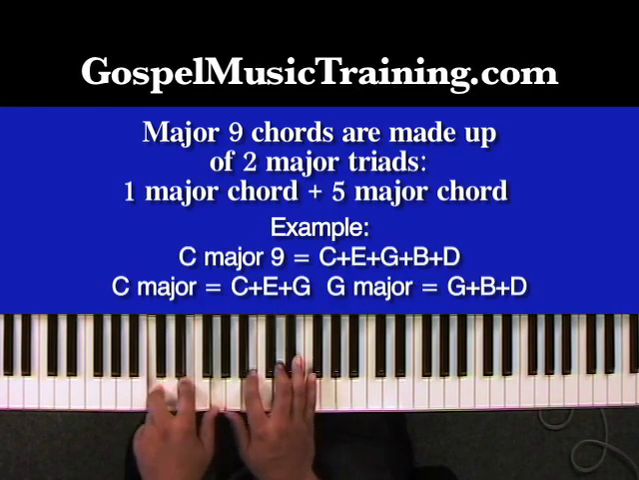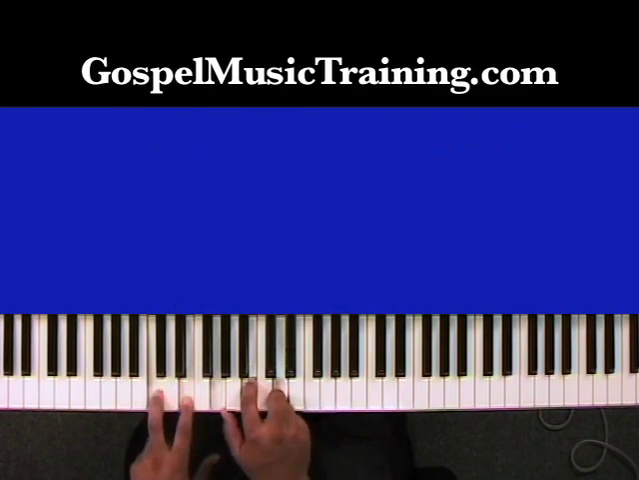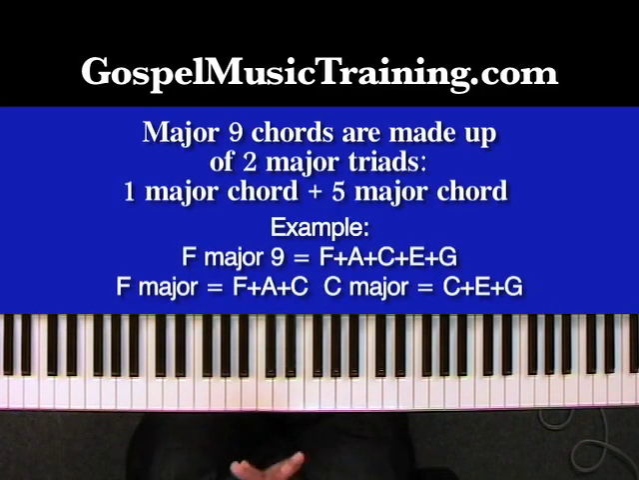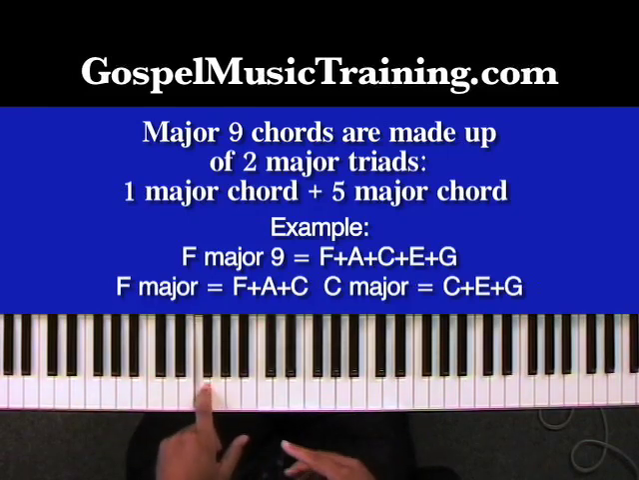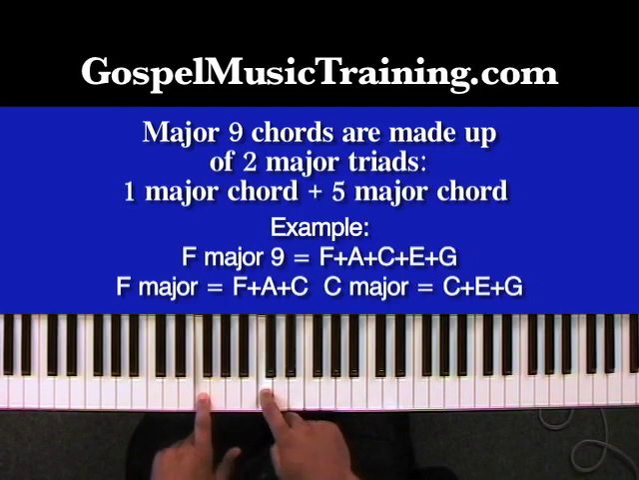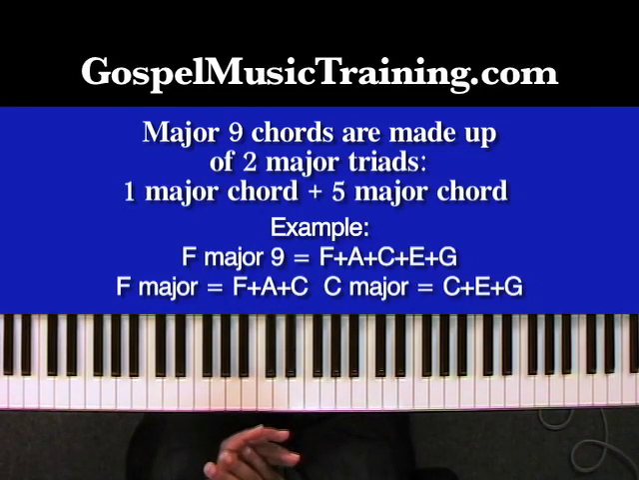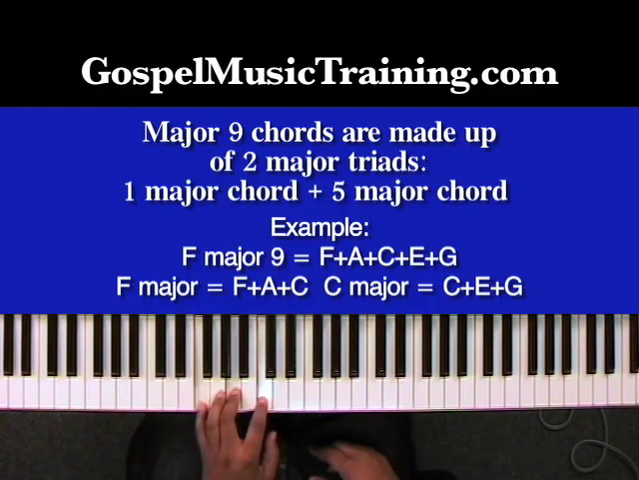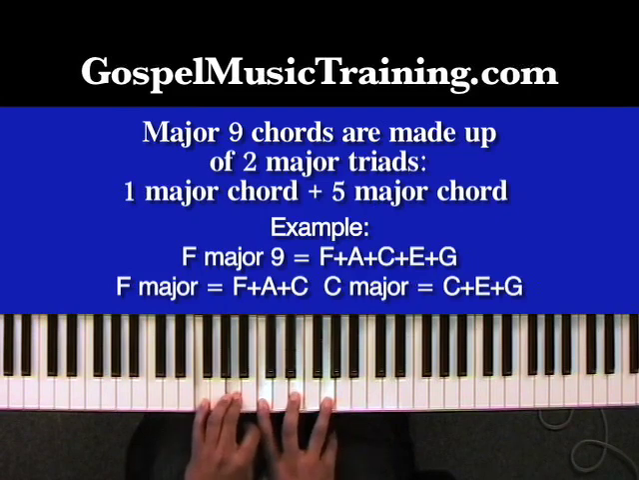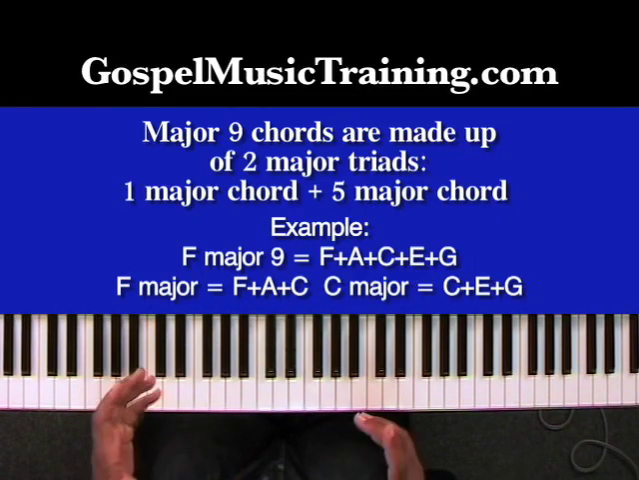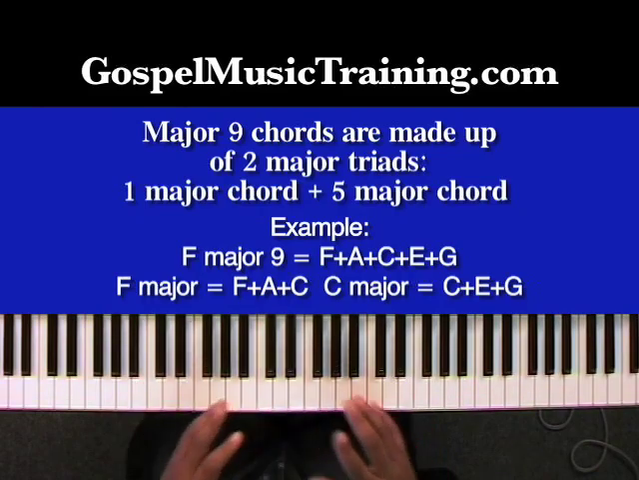All right, so with those concepts in line, if we go to the key of F, how would we find an F major 9 chord? Okay, what's the 1? The 1 is F. What's the 5? It's C. So all you would do is mix together an F major chord with a C major chord. And if you do that, here's your F major chord. Here's your C major chord. Here's your F major 9. It's that simple, all right? And it works for any key.